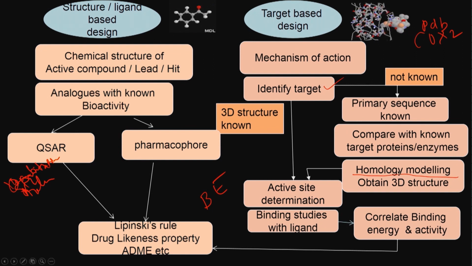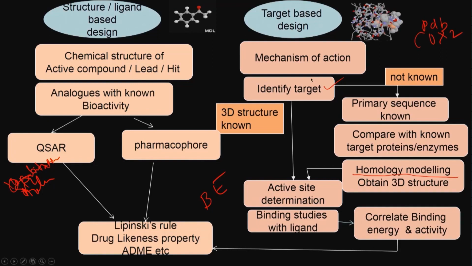Once I do that, I come here, I look at the active site, I decide on the active site like in this picture, and then I bind my ligands to the protein. I find out what the binding energy is, whether the binding energy is very good or poor. If the binding energy is very good, I will say the ligand may have high activity, and vice versa, okay. This is how you do a target based design, okay. These are the two different approaches. One is called the structure or ligand based design, another is called the target based design, okay.